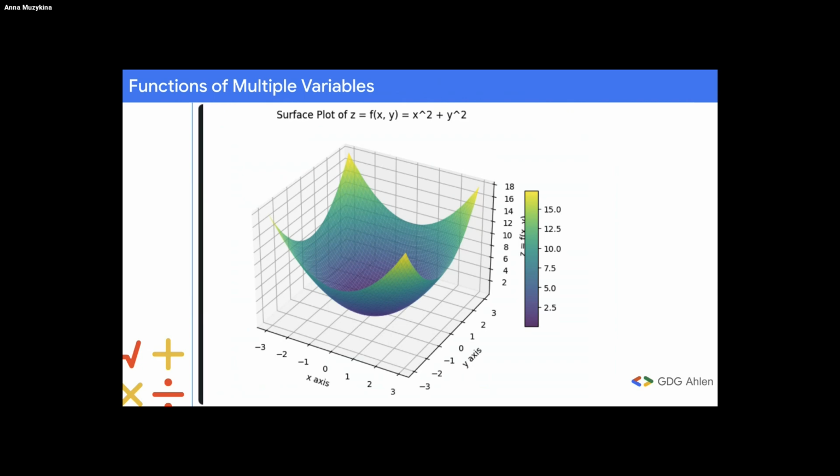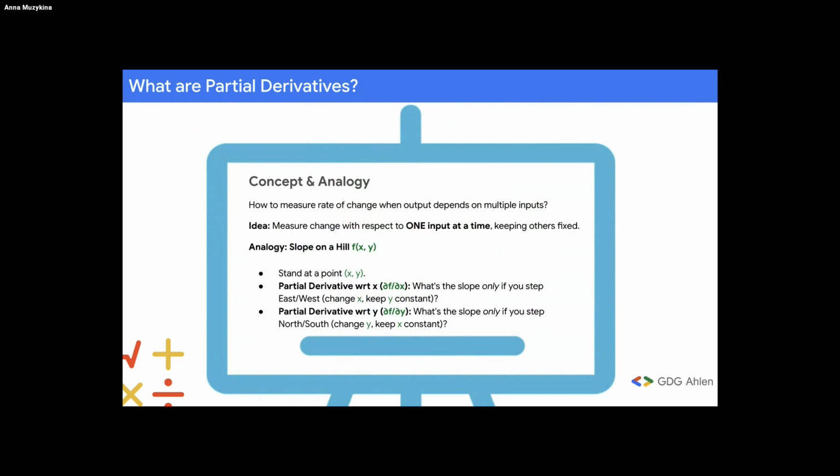Now, how do we measure the slope on such a surface? If the output z depends on both x and y, how do we talk about its rate of change? A change in x affects z, and a change in y affects z. We need a way to isolate these effects. The solution is the partial derivative. The core idea is simple: to find the rate of change with respect to one specific input variable, we pretend all the other input variables are just fixed constants for a moment.